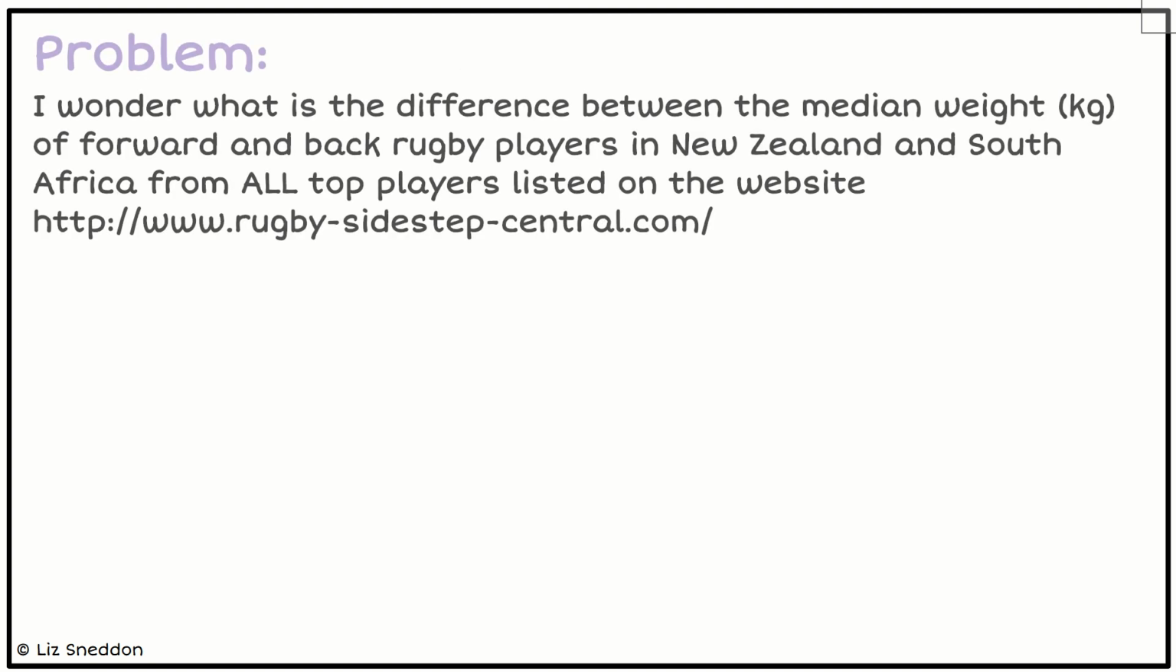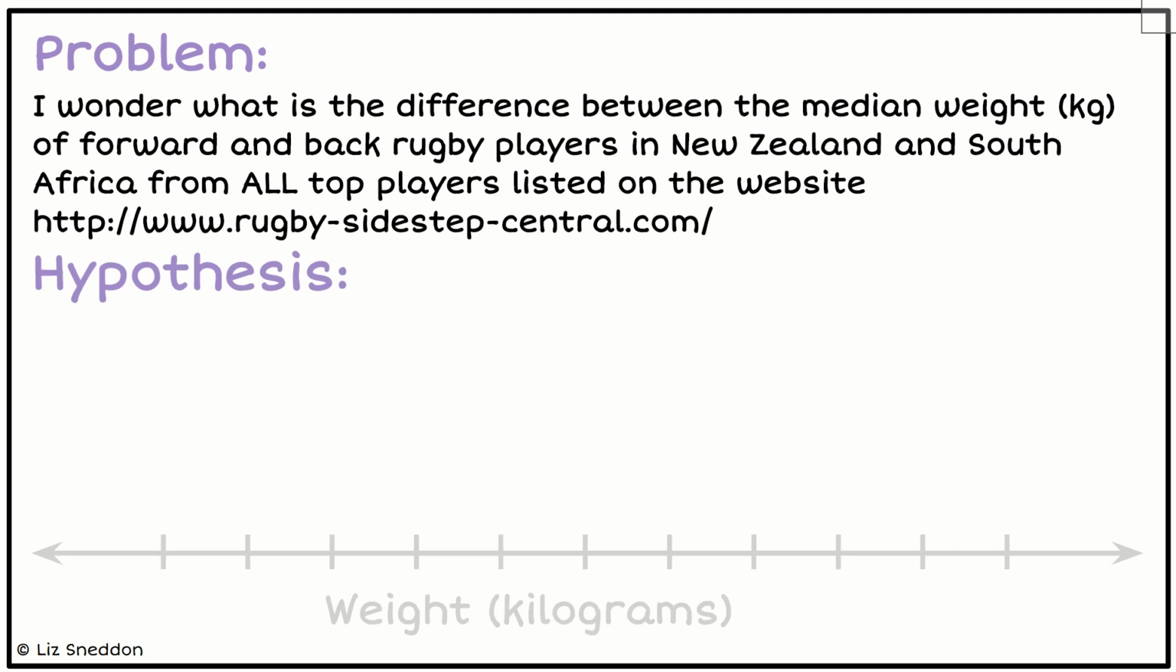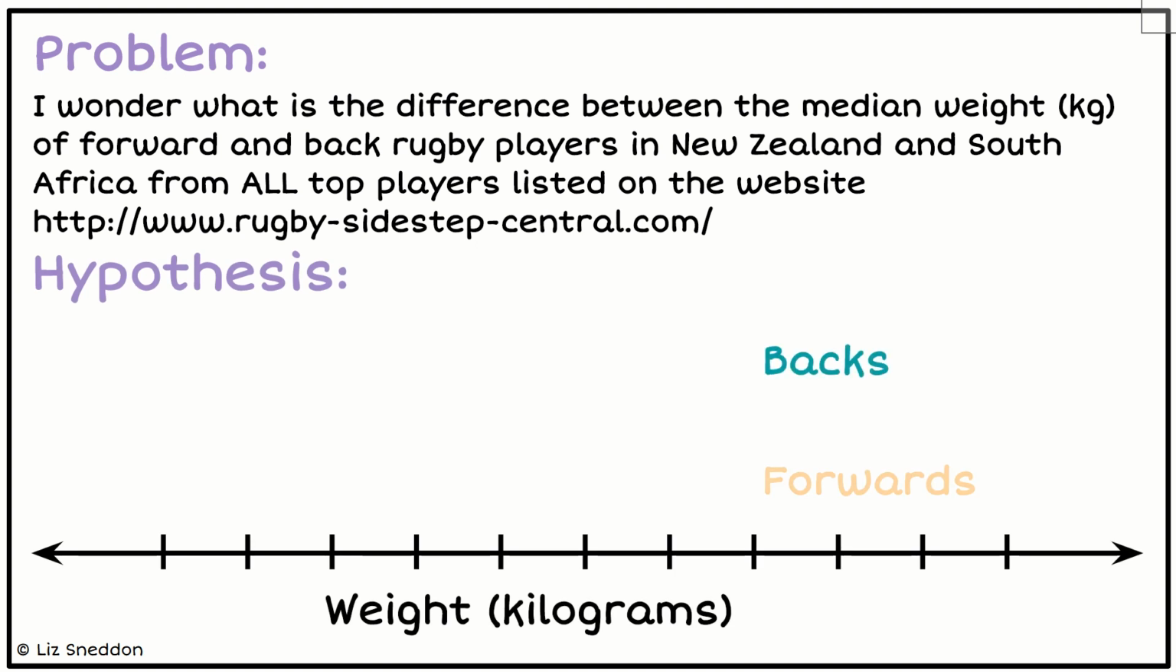So if this is our problem, I wonder what is the difference between the median weights of forwards and backs for rugby players. We need to think about what it is that I might expect. So we're talking about weights, that's my numerical measure. So in terms of my hypothesis, I'm going to put the weight along the axis there, and my two groups are my backs versus my forwards. So now I need to consider which one do I think would weigh more. And my gut feeling is that I think the forwards would weigh more because of the role that they play.